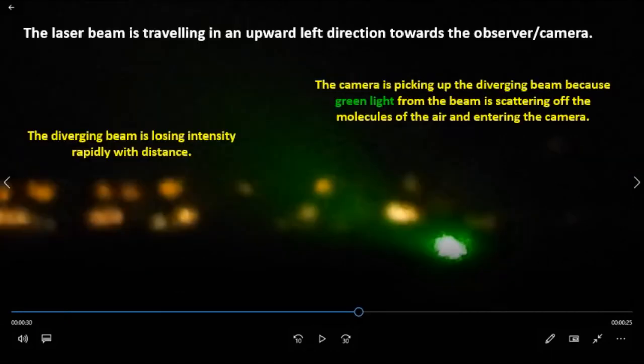The laser beam is traveling in an upward left direction toward the observer camera. The diverging beam is losing intensity rapidly with distance. The camera is picking up the diverging beam because green light from the beam is scattering off the molecules of the air and entering the camera.